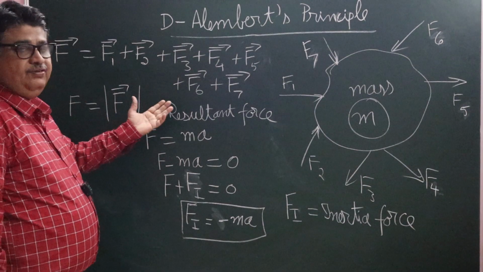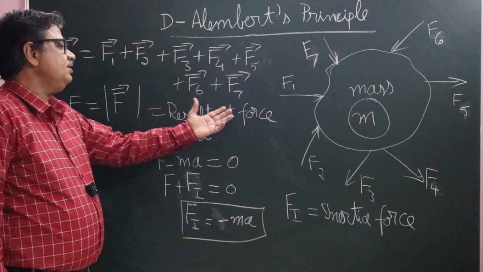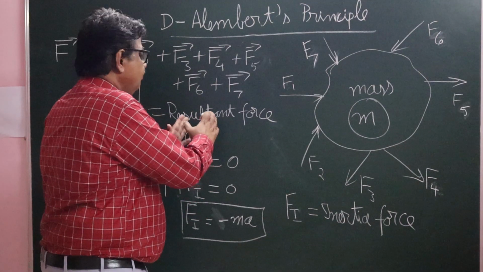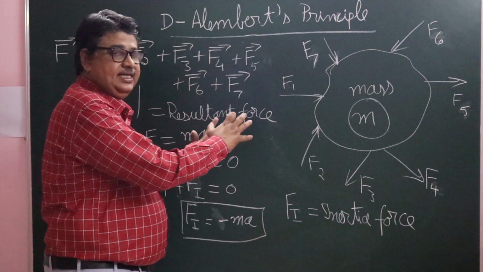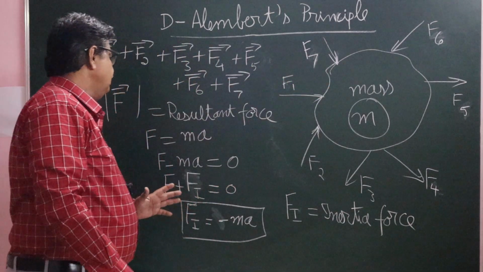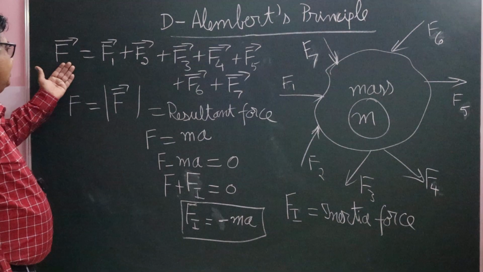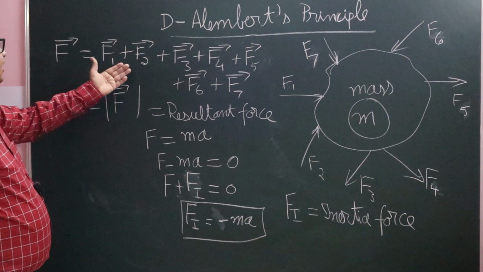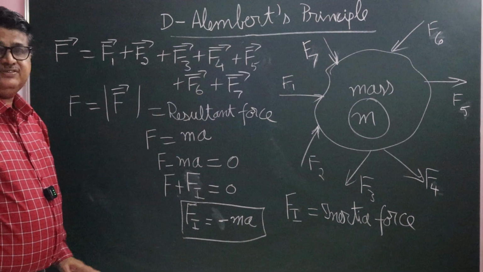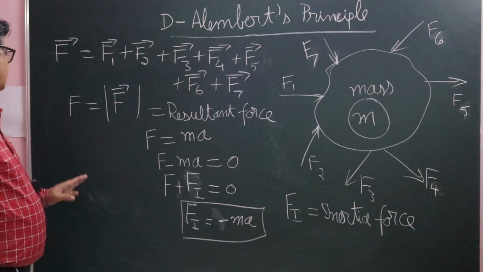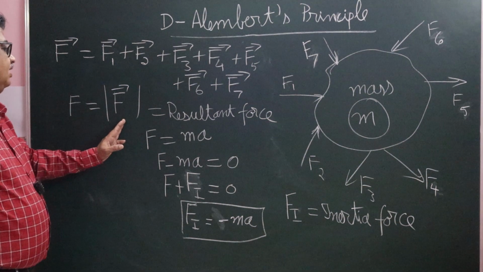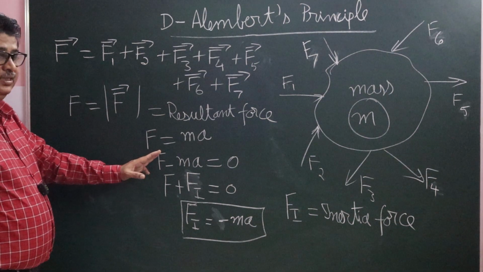So here there is one force called the resultant force. This resultant force is the summation of all these forces, and it produces the same effect as that produced by all these forces together. Therefore, the resultant force F vector is equal to F1 vector plus F2 vector plus F3 vector plus F4 vector plus F5 vector plus F6 vector plus F7 vector. So the modulus of F vector is equal to the resultant force, right?